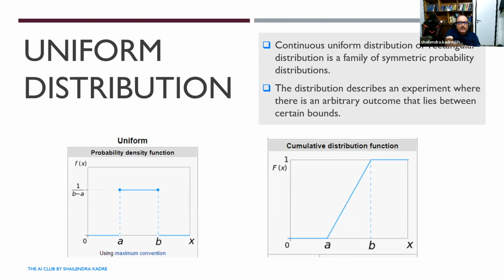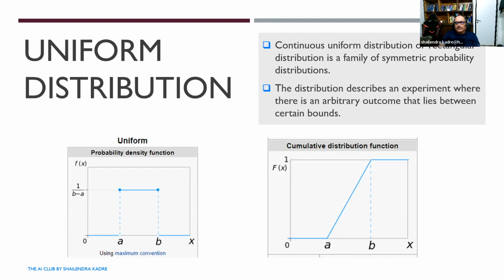Its probability function is very simple: 1 upon B minus A. There is no variable in this. A is the lower limit, B is the upper limit. So the probability function, y equals f(x), is given by 1 upon B minus A. That's how my probability is defined.